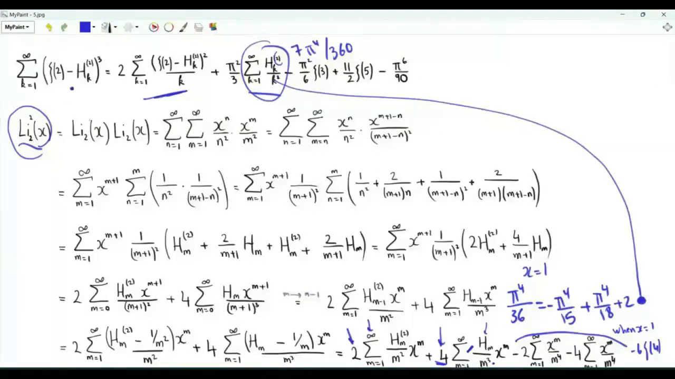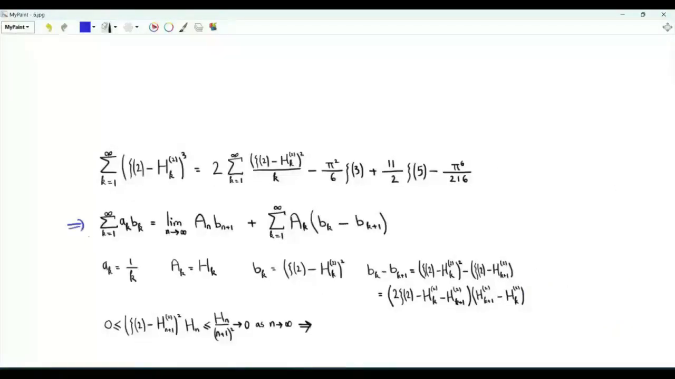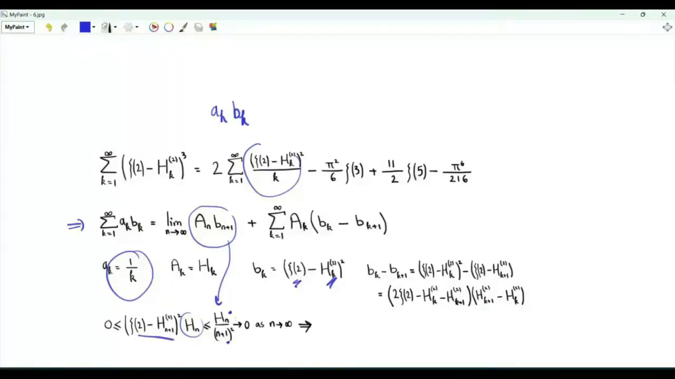This is the last sum to consider to achieve our goal. We make use of partial summation or Abel's summation formula again. This summand is equal to small a_k times b_k. Small a_k is 1 over k. b_k is the square of zeta of 2 minus the kth generalized harmonic number of order 2. From the first page, this difference is non-negative and is upper bounded by 1 over n. The upper bound on this product is the nth harmonic number divided by n plus 1 squared. The nth harmonic number is upper bounded by 1 plus log n. The upper bound tends to 0 as n tends to infinity.